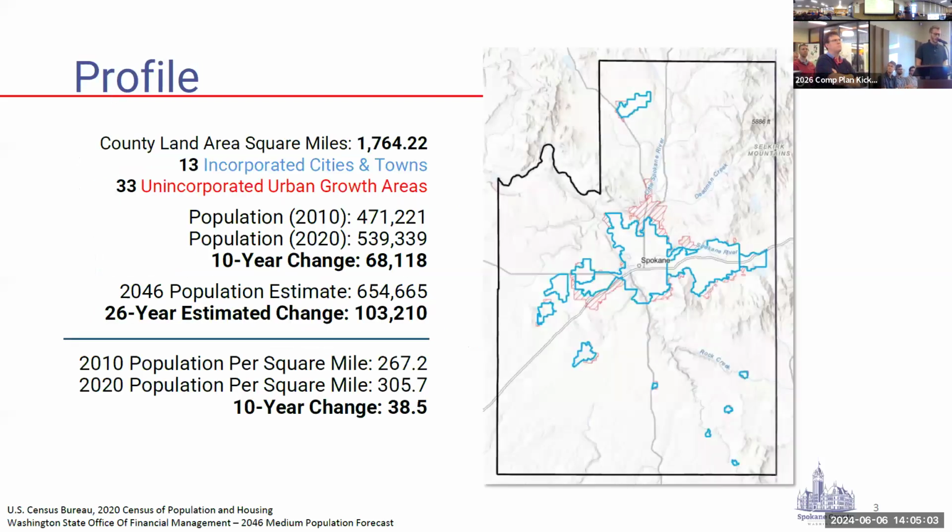So a little bit more on that profile. The county is right around 1,700 square miles. There's a total of 13 incorporated cities and towns and 33 different unincorporated urban growth areas. Over the next 26 years, we're looking at a growth of right around 103,000 people, so pretty substantial growth.